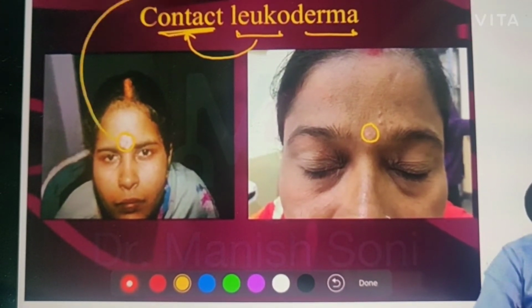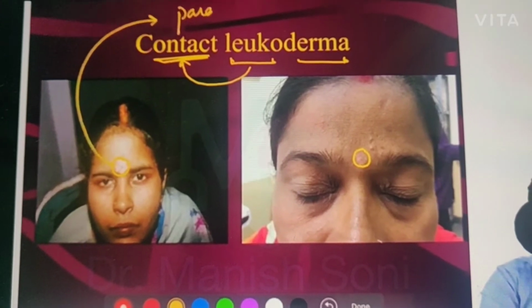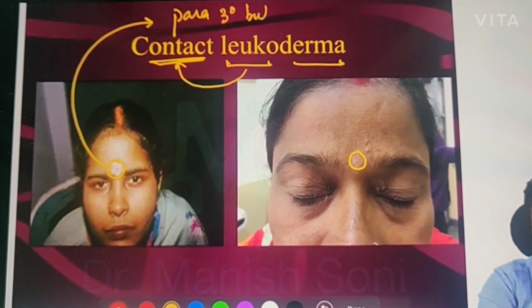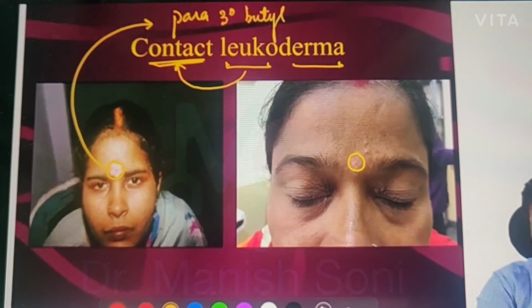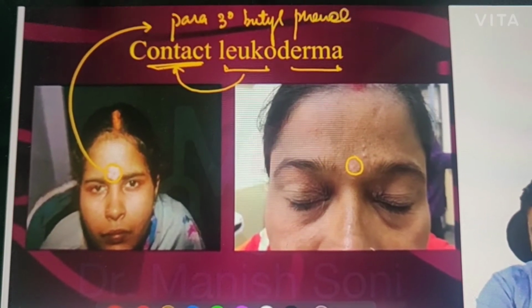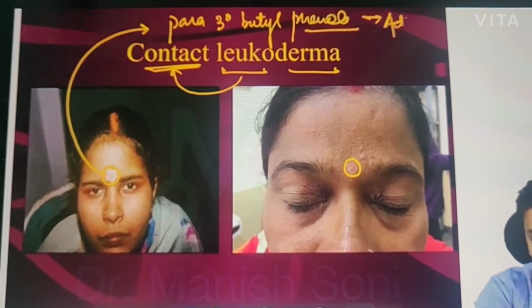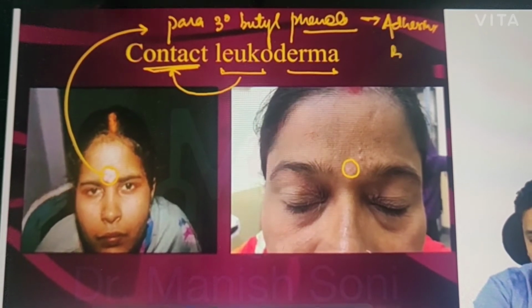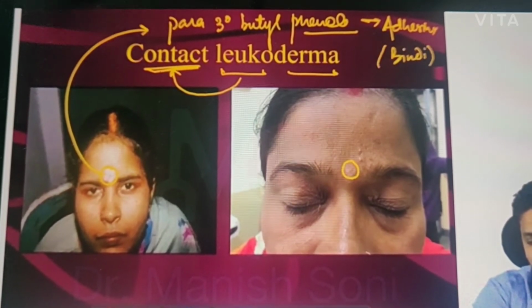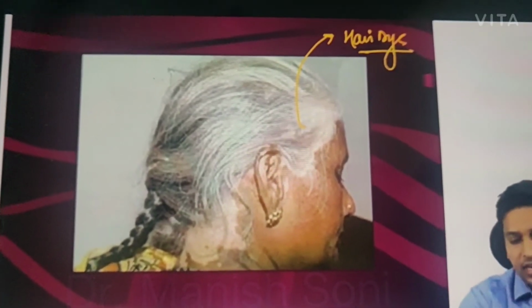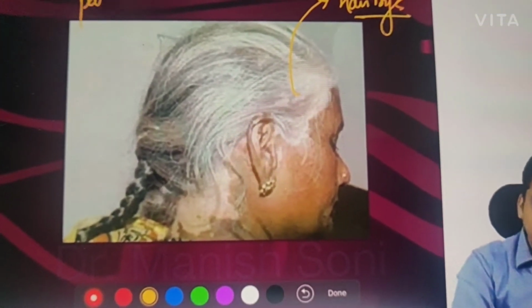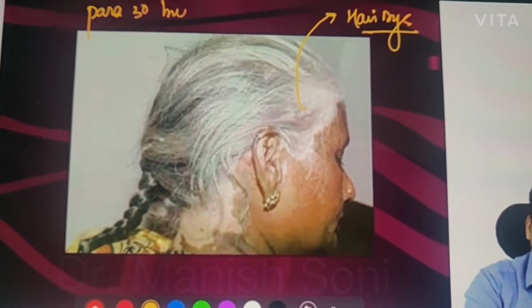So the chemical which is culprit here is para tertiary butyl phenol, because para tertiary butyl phenol is present in adhesive behind bindi. So this is a case of contact leukoderma. Here you can see that this contact leukoderma is due to hair dye. So wherever hair dye comes in contact, that portion becomes white, and hair dye has a chemical, and that is para tertiary butyl catechol.